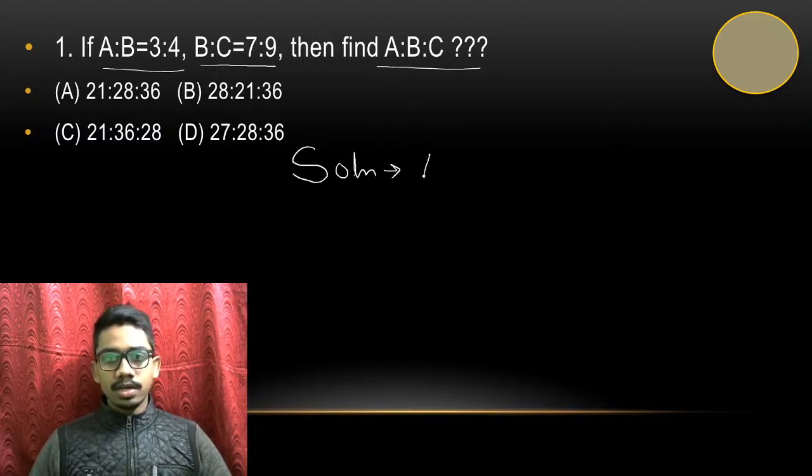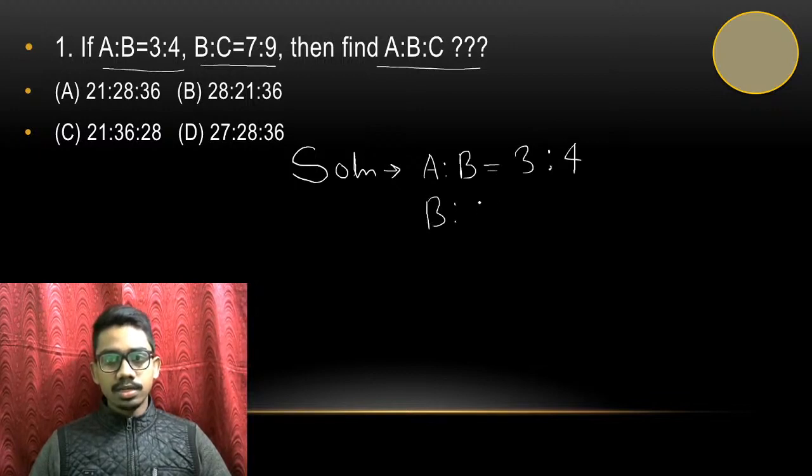See, first of all, I am writing A ratio B as 3 ratio 4, and I am writing B ratio C as 7 ratio 9. Then you see what I have to find. I have to find A ratio B ratio C. Okay? So B and B is common in both.